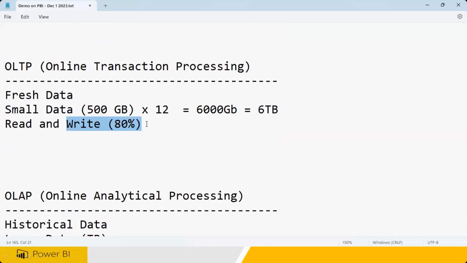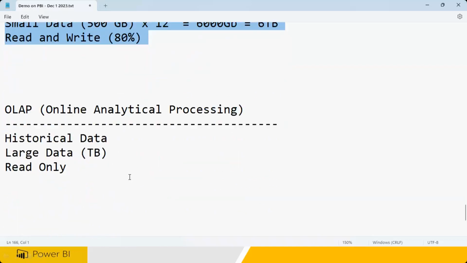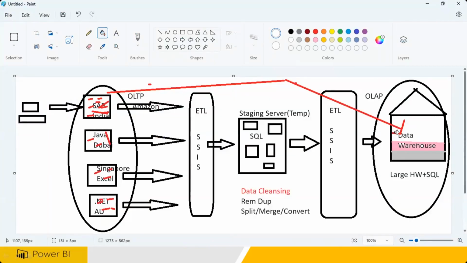So OLTP will have fresh data, maybe there for 1 month or 6 months. After that, the company is going to move all the data to which server? To the data warehousing server. This is how you need to understand what a data warehouse is, what OLTP is. People are not going to keep the data for a longer period in the OLTP. As I told you, buckets. How many days are you going to keep it?